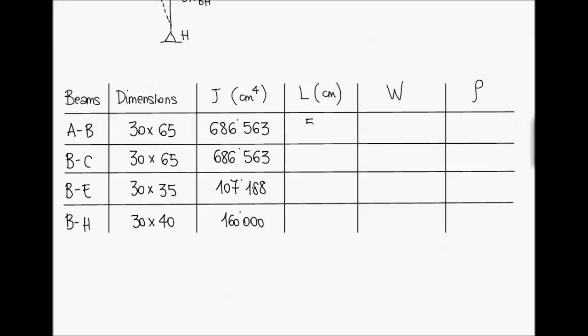The lengths are 500 centimeters for beam AB, the same for beam BC, 400 centimeters for beam BE, and 500 centimeters for beam BH. Well, the W factors are these ones.